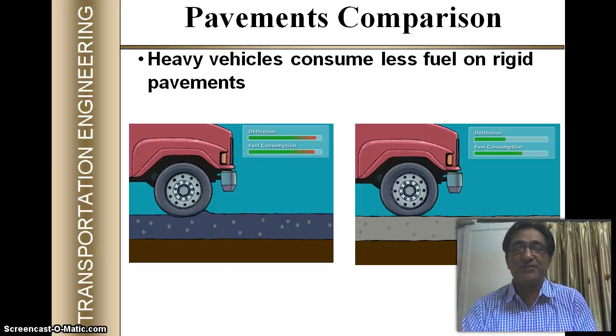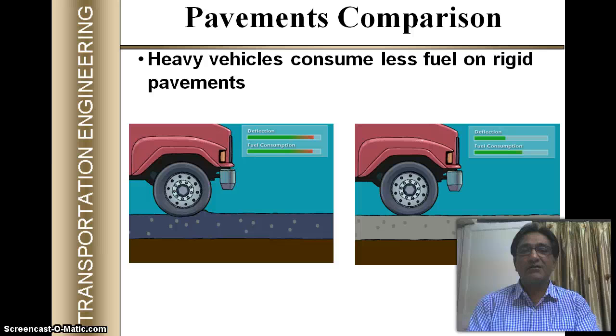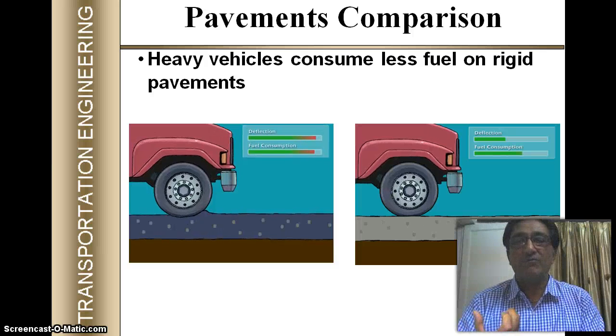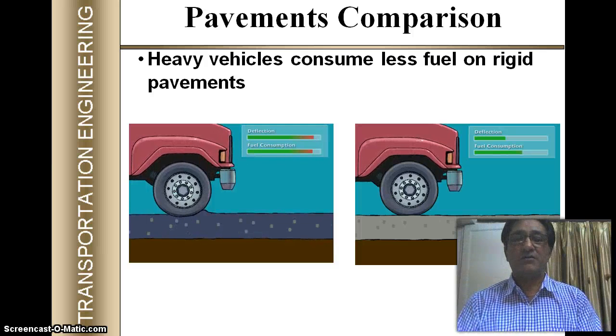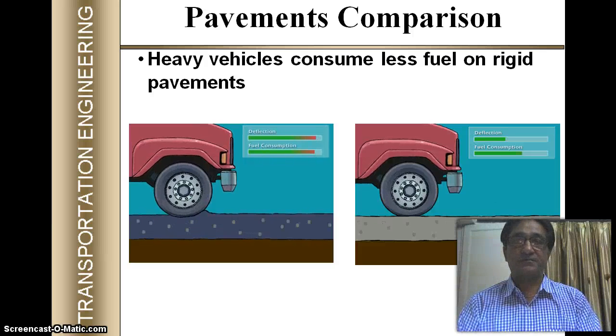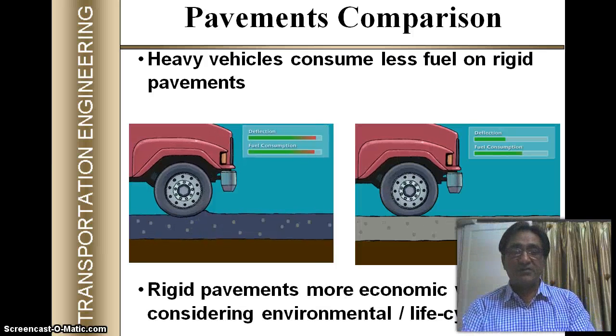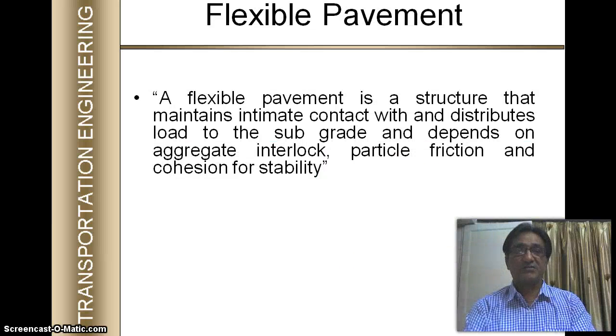Just look at the animation provided in the slide. As it is a flexible pavement, the heavy vehicle consumes more fuel, and on rigid pavements, less fuel. Rigid pavements are more economical when considering environmental and life cycle costing.